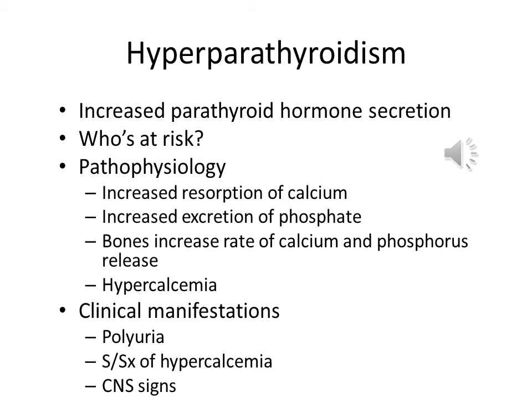Hyperparathyroidism is increased parathyroid hormone secretion, occurs in older adults, and is 2 times more common in women. Primary hyperparathyroidism is hyperplasia or tumor of one of the parathyroid glands, increasing the absorption of calcium in the GI tract. Secondary hyperparathyroidism is gland enlargement due to chronic hypocalcemia in the presence of elevated parathyroid hormone.